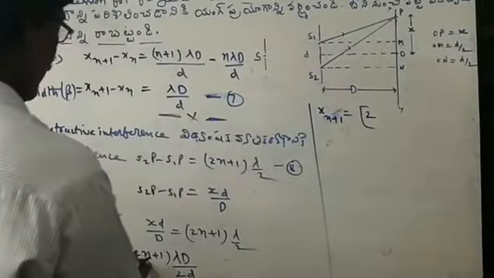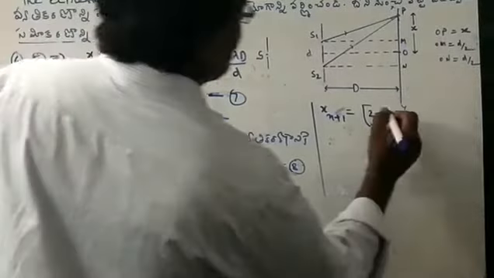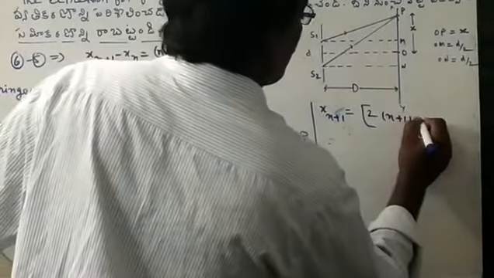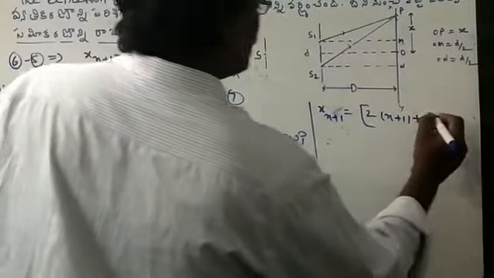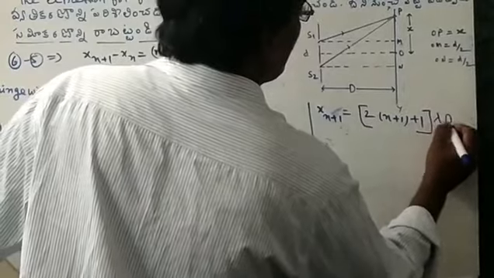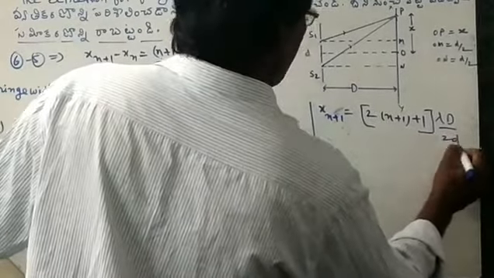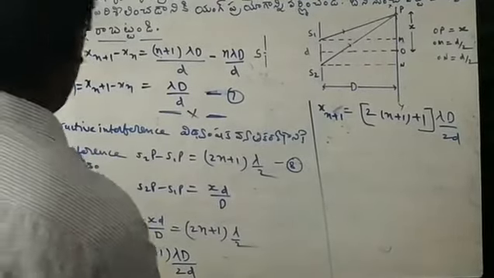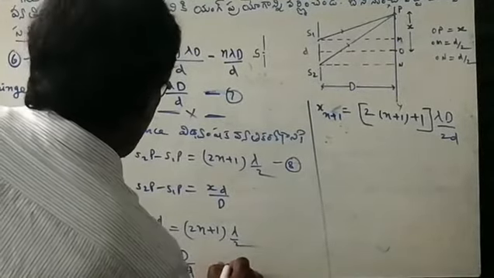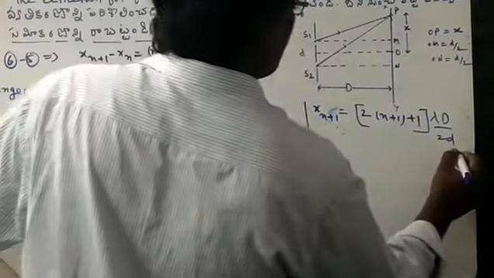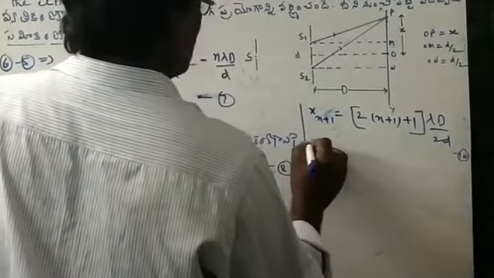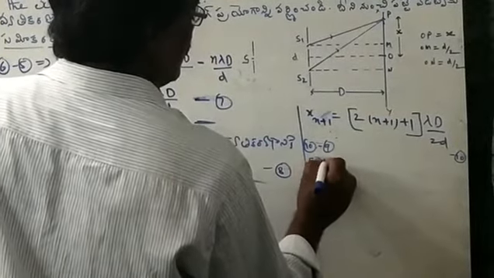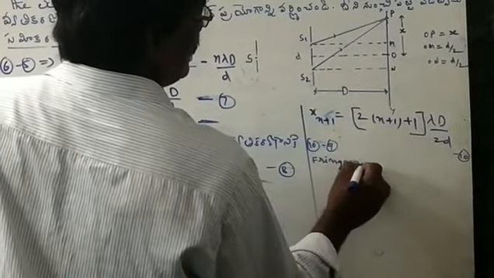It is equal to 2 into n plus 1 plus 1 into lambda D by 2d. This is equation number 9. This is 10. 10 minus 9 means fringe width.